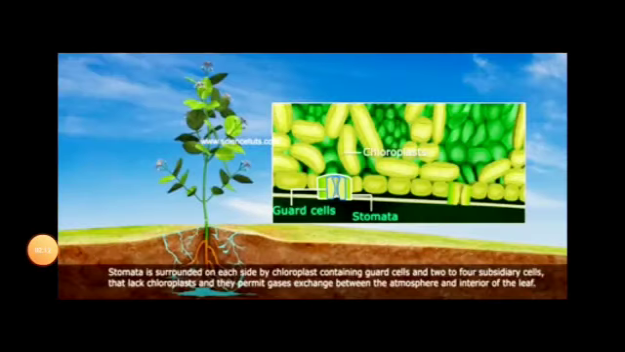Stomata is surrounded on each side by chloroplast-containing guard cells and 2 to 4 subsidiary cells that lack chloroplasts, and they permit gaseous exchange between the atmosphere and the interior of the leaf.